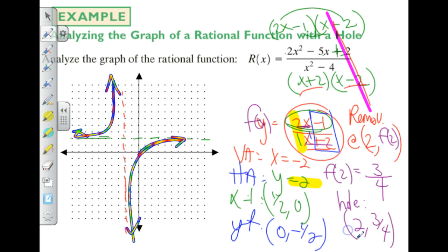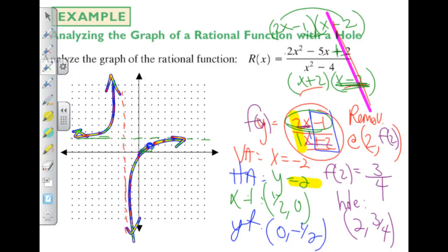I'll see if that matches my function. I'm going to go back and grab my eraser and go over 2 and up to, boom, right there is a nice little hole. So over 2, up 3/4. And that matches pretty well with my function. You can see there's actually a removable discontinuity there, not an asymptote like I originally thought at x equals 2. So I get rid of that vertical line and just replace it with a hole in the function.